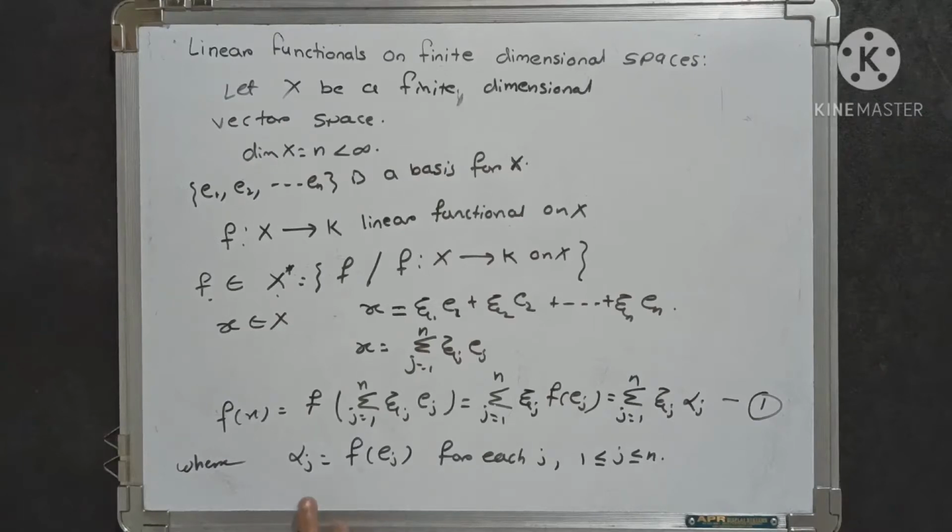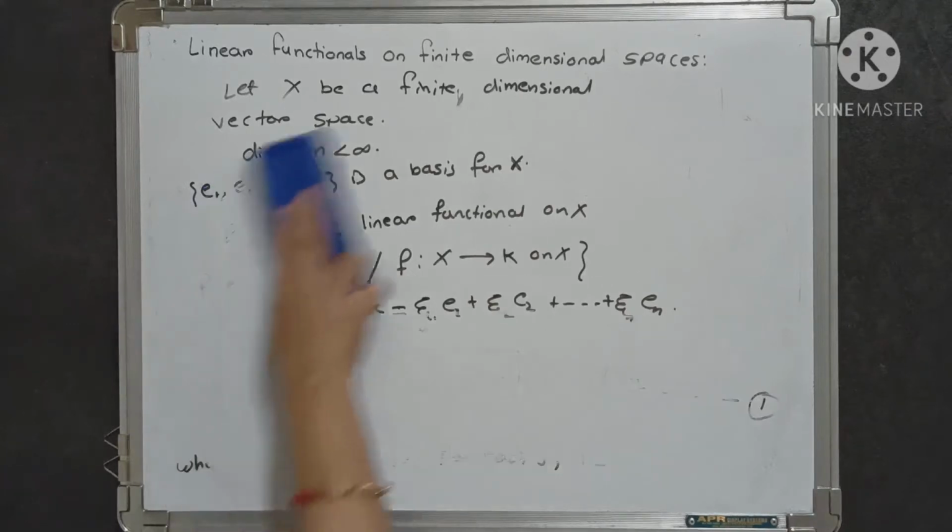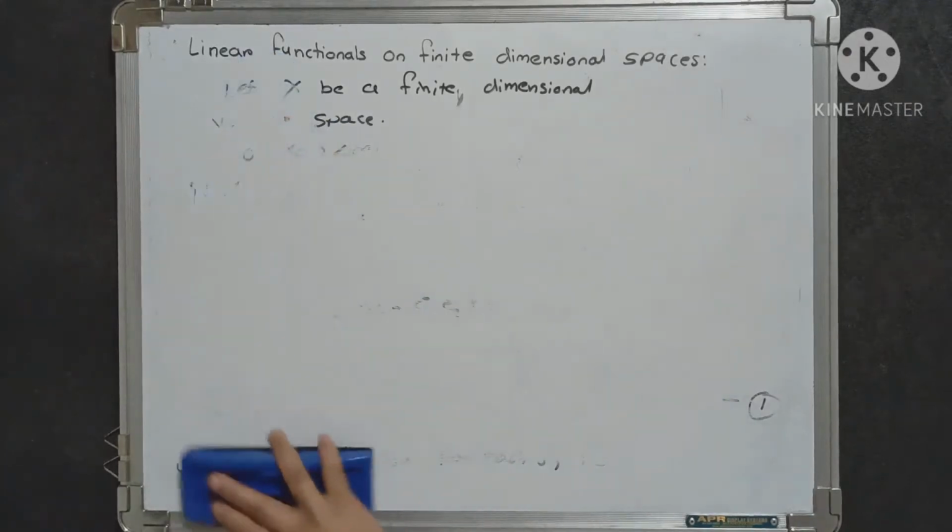In the same way, for each j, alpha j equals f of e j, that means every n-tuple of scalars alpha 1, alpha 2, up to alpha n determines a linear functional on capital X. Therefore a linear functional on a finite dimensional space is uniquely determined by its values alpha j, and every n-tuple of scalars determines a linear functional on capital X. We consider n-tuples.